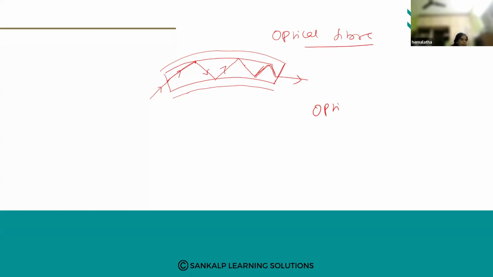That is the thing. Total internal reflection, that is the method you have to use. The principle is total internal reflection. Okay, next one is where you will find this, optical fibers.